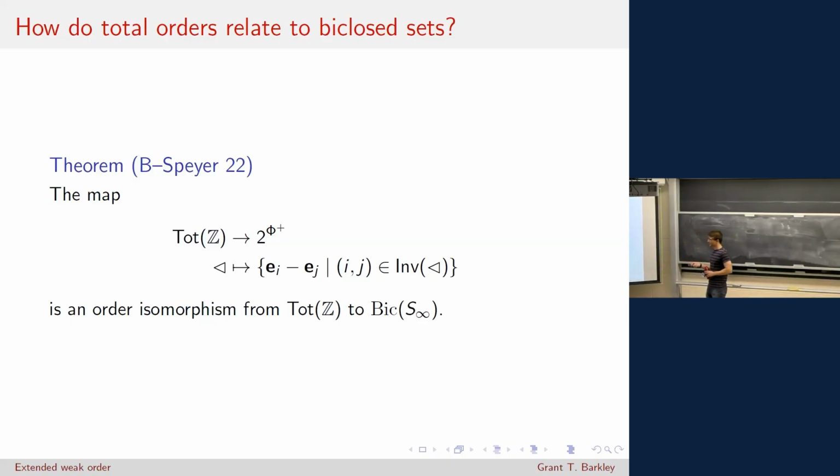So what is the bijection between our total orders and our biclosed sets? Well, we just send our inversion set to a set of roots in the canonical way. We turn the pair i j, which was inverted, into e_i minus e_j.